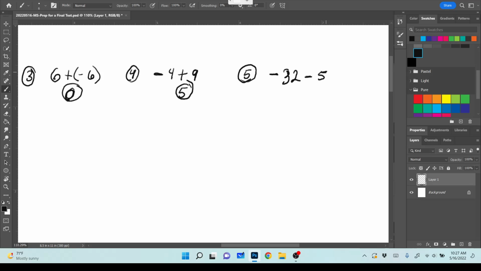Are the signs the same or different? The same. So do we add or subtract? 37. No, when they're the same, we add and keep the sign. So negative 32 plus 5. 37.